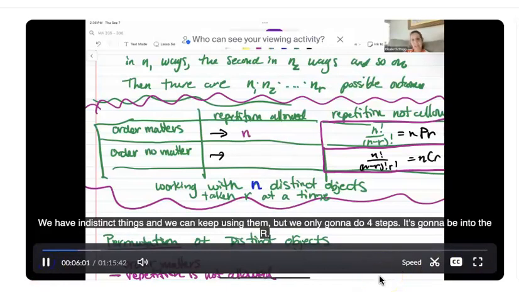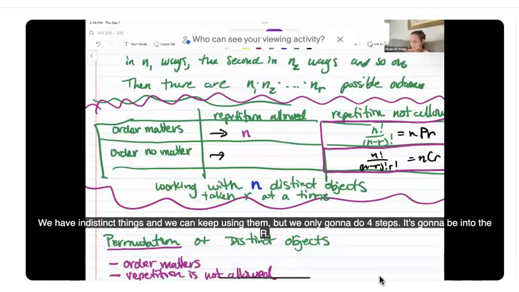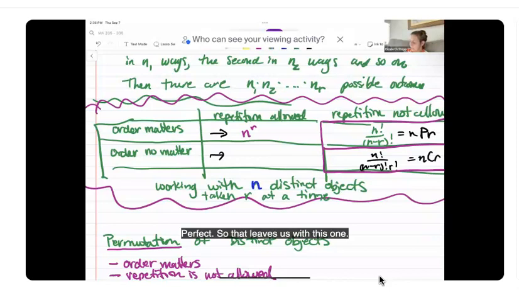We have indistinct things and we can keep using them, but we're only going to do 4 steps. It's going to be n to the r. Perfect. So that leaves us with this one.